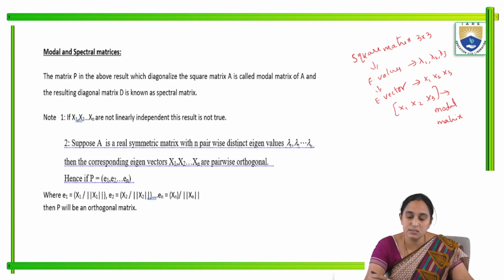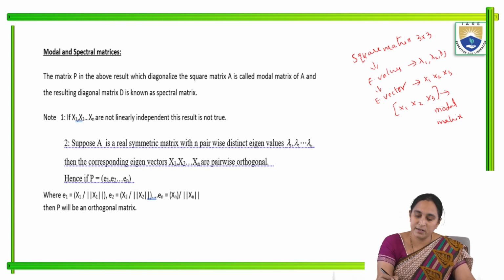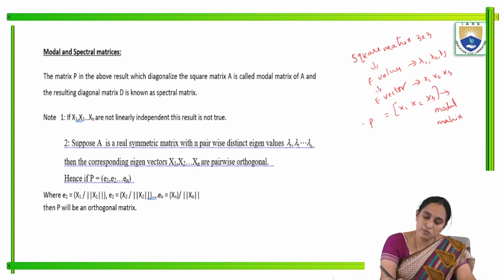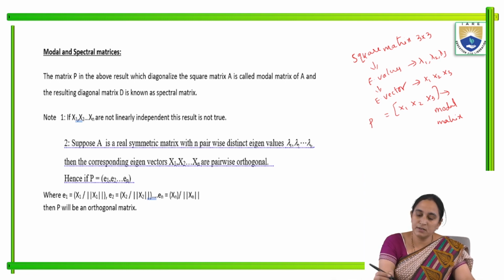What about that? First, write the given matrix as a square matrix. For that, we have to find eigenvalues and eigenvectors. And for those eigenvectors, write them in one matrix form. Then that matrix is called a model matrix. We assume it as P. For that, the next step is to find P inverse. What is P inverse? Adjoint P by det P.